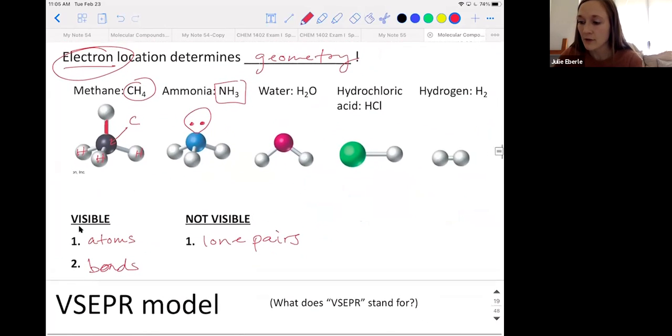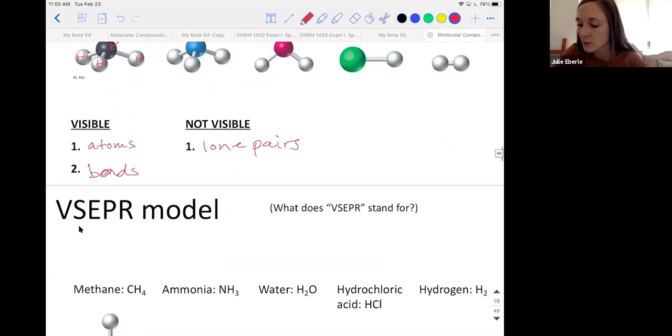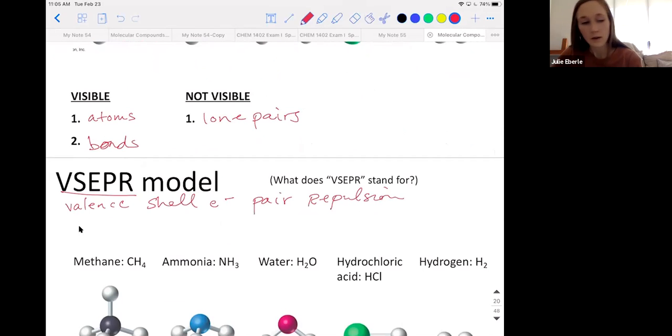All right, now everything that geometry is built on, there's a model and it's called the VSEPR model. This is kind of just the concept behind how we derive and determine the geometry of a molecule. What does it stand for? It stands for valence shell electron pair repulsion. That's what the VSEPR model stands for.